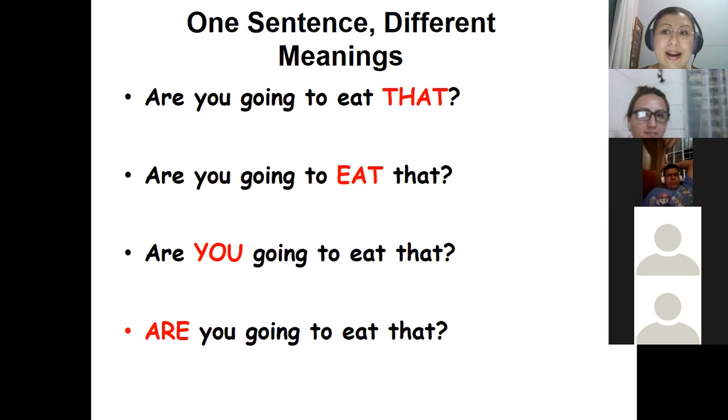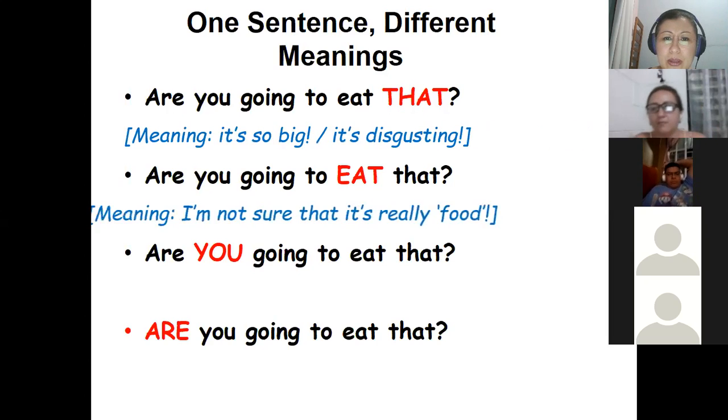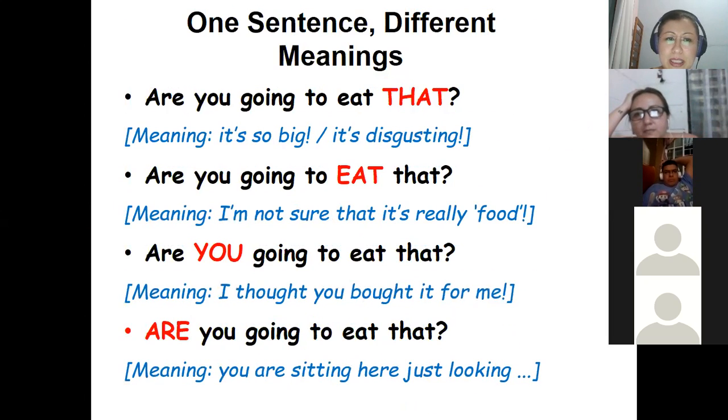And then the other is, are you going to eat that? Es como, en verdad, ¿te vas a comer eso? Okay, so I just wanted to show you what this means.